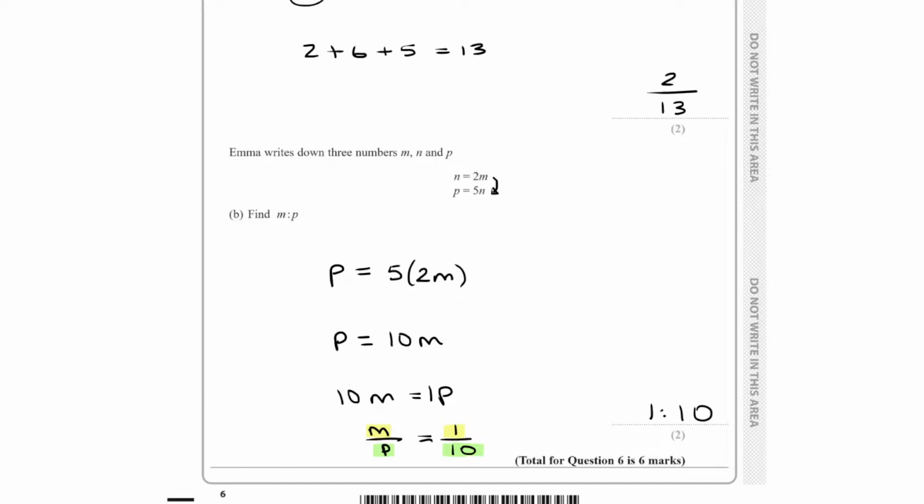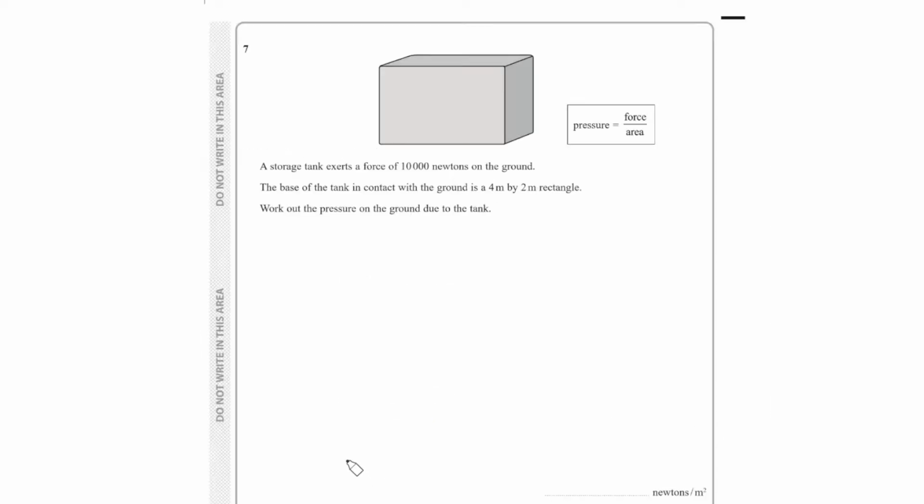So that whole question is 6 marks for ratios. Okay, question 7, we've got a pressure question here. They've given you the formula. You don't need to memorize this formula because they will give it to you. However, I know density, mass, and volume is kind of similar in terms of the formula. That one, they won't give it to you. So they've given you the pressure one, but they won't give you density, mass, volume. So that one you have to memorize.